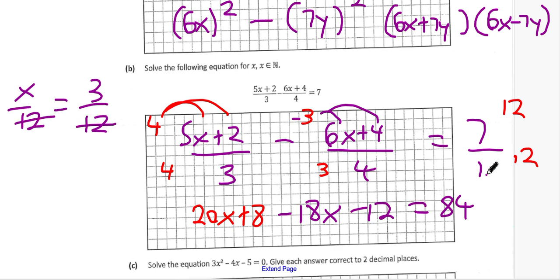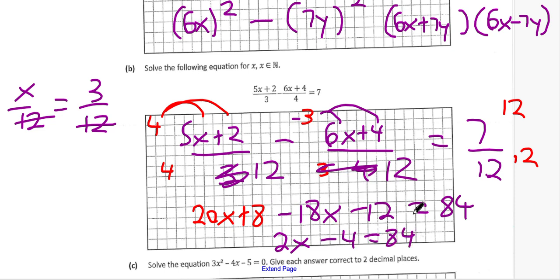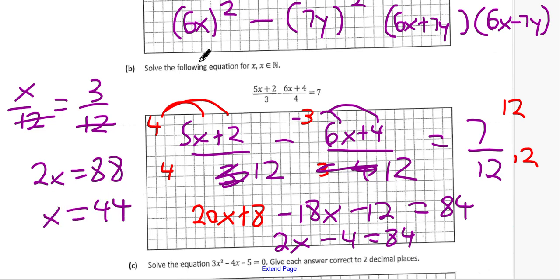And in this case, because everything's divided by 12 at this stage, isn't it? Because everything's over 12, the bottoms don't give us any information. It's the tops that give us the information. Now we're going to put this in. We're going to get 2x minus 4 equals 84. We're going to bring the 4 to the other side. We're going to get 2x equals 88. Divided by 2, and we're going to get x equals 44.